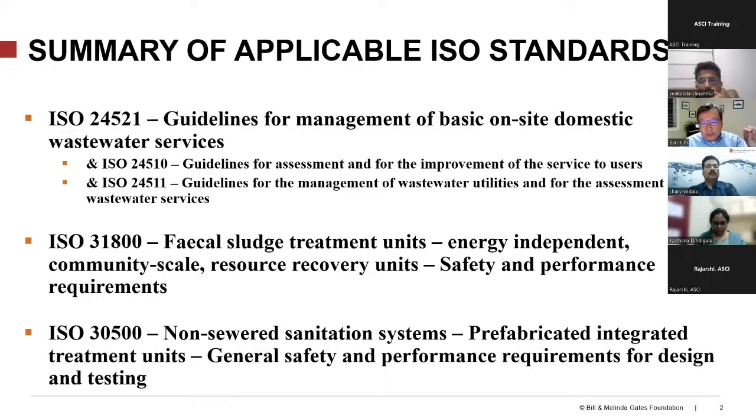The first, ISO 24521, is a guideline for management of basic on-site systems. There are two connected standards related to on-site sanitation. It is about how a service provider performs the work to desludge or install on-site sanitation systems. The second standard there, ISO 31800, is for the fecal sludge treatment unit. This is related to the component that my colleague Venkat mentioned, what the foundation calls the Omni processor. It is the unit that does the treatment within a larger fecal sludge treatment plant.